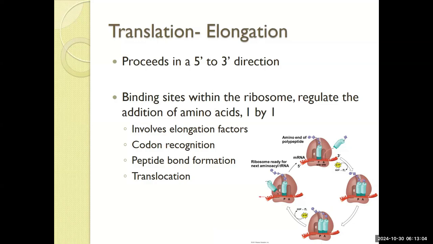Binding sites within the ribosome, an A, P, or E site, regulate the addition of amino acids one by one. This involves elongation factors, codon recognition with complementary pairing, a peptide bond being formed, and then the shifting of the ribosome, translocation down the transcript.